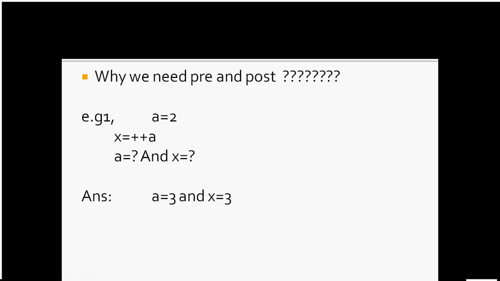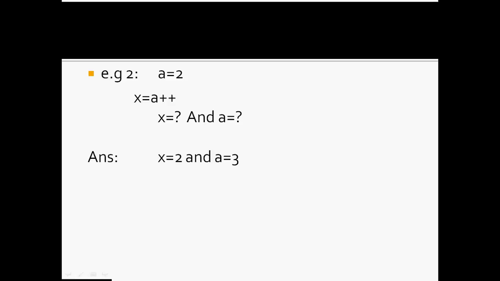Next, example two. Say a is equal to 2, and I'm using post-increment with an assignment operator with another variable x. In the case of post-increment, the value will first be assigned to the left-hand side and then it will be incremented. So a is equal to 2, which means a will not be incremented here. It will first be assigned to variable x. So the value of x will be 2, and after that a will be incremented by 1. The value of a will be 3.